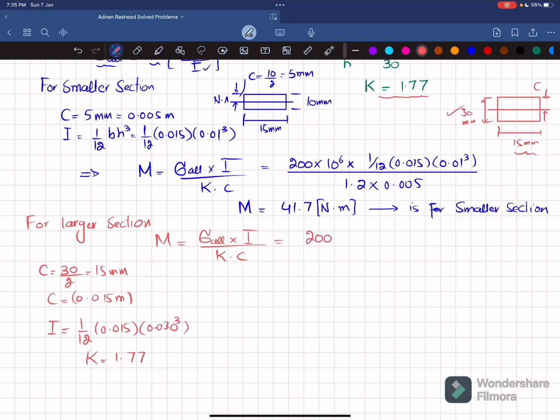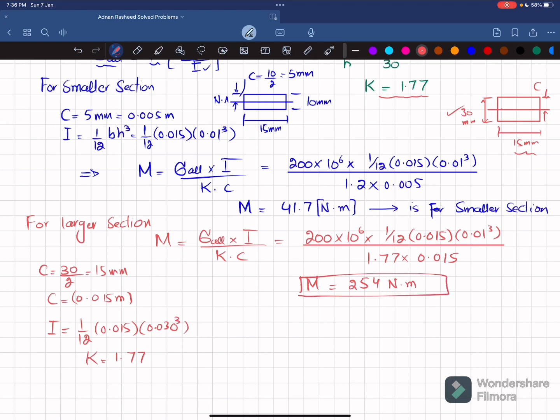Now you have all the values. Sigma allowable is 200 megapascal. So 200 into 10 to the power 6 multiplied by I, which is 1 over 12 into 0.015 multiplied by 0.030 cube, divided by K, which is 1.77 multiplied by C. C here is 0.015. Now when you calculate all these values on the right side, you will get moment equal to 254 Newton meter. And this moment is for larger section.